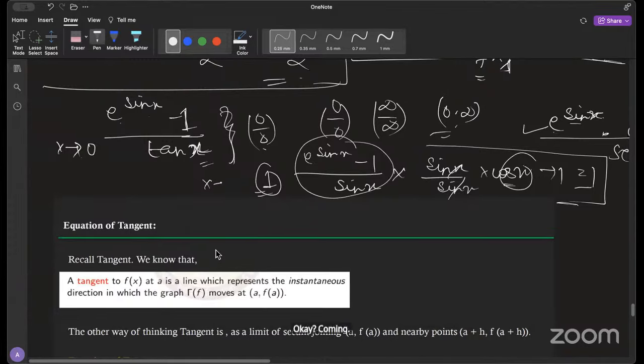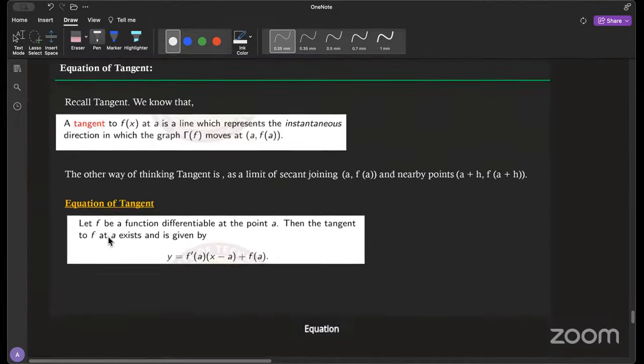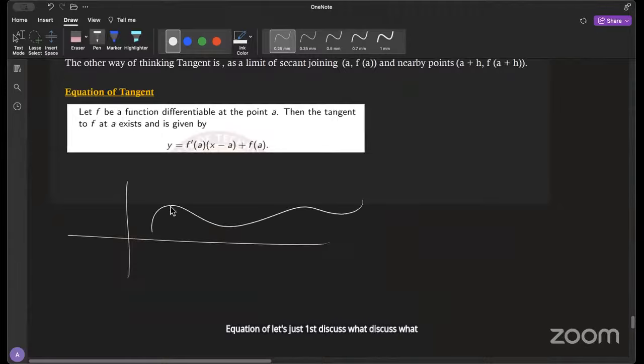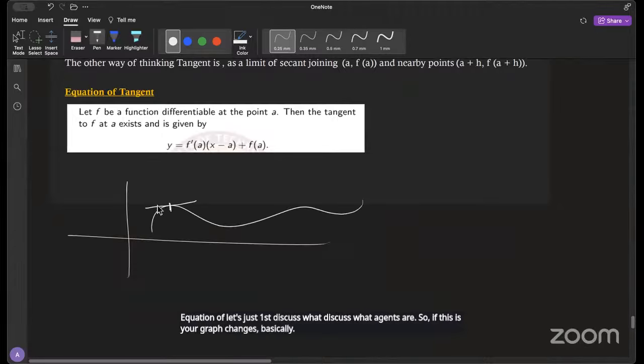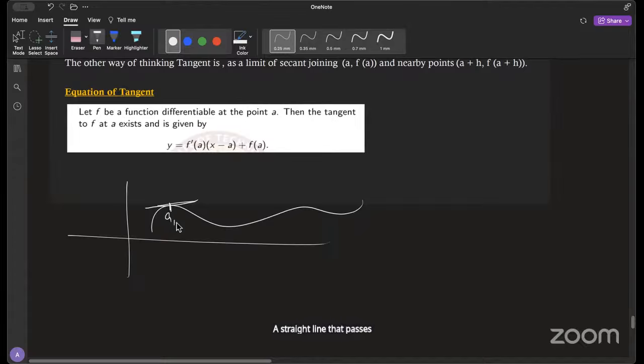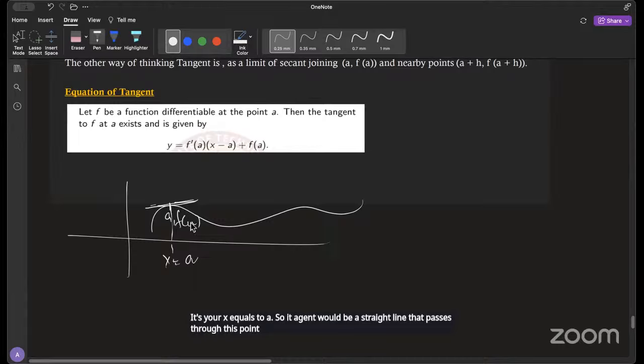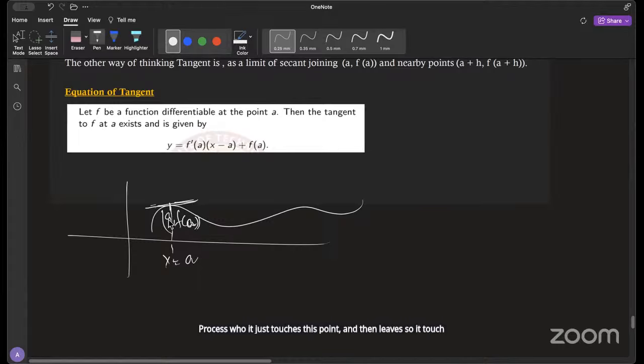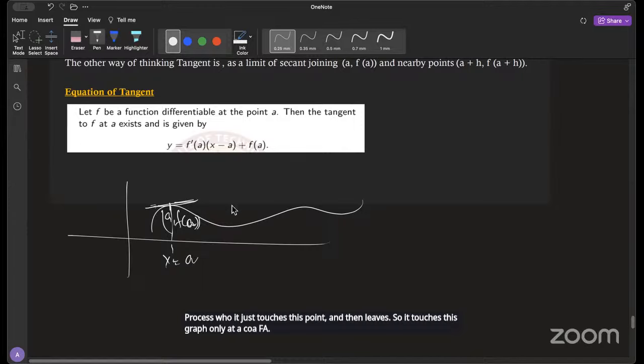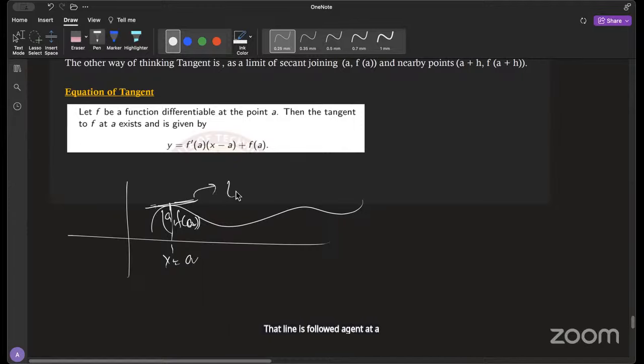Okay. Coming to the equation of tangents, let's first discuss what tangents are. If this is your graph, and you need to find your tangent at x equals a, your tangent would be a straight line that passes through this point a comma fa. It just touches this point and then leaves. So it touches this graph only at a comma fa. That line is called a tangent at a, right? So this is the tangent to f at a.